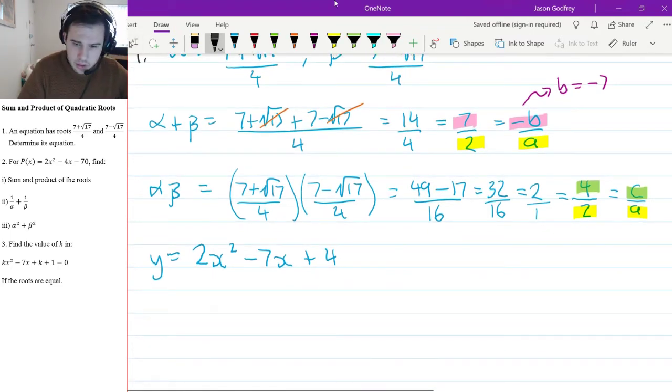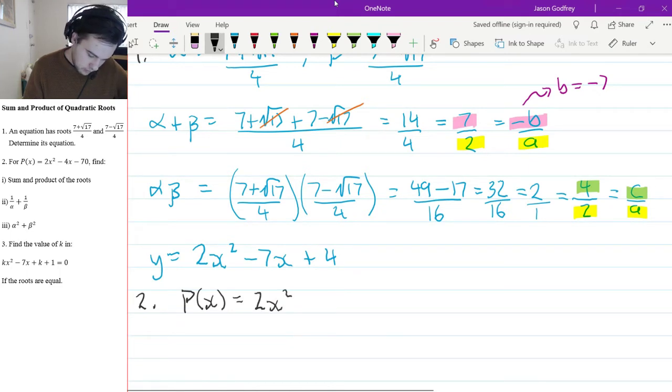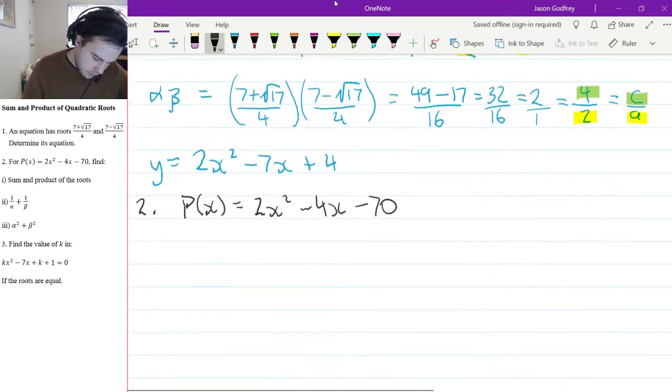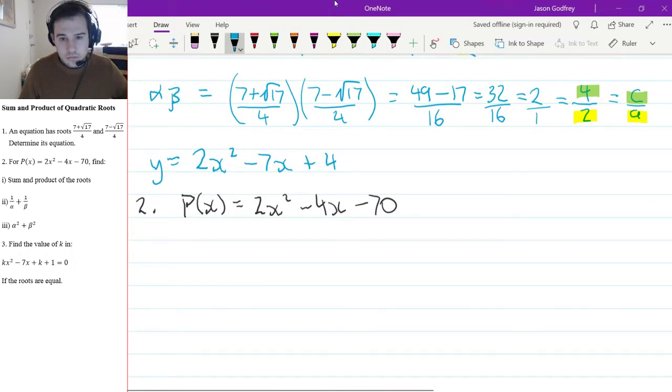Okay, so the next ones are really just a lot of fiddling algebraic manipulation. I might write this down at the top. We've got a polynomial 2x squared minus 4x minus 70. So first for part I, we're going to find the sum and products of the roots.